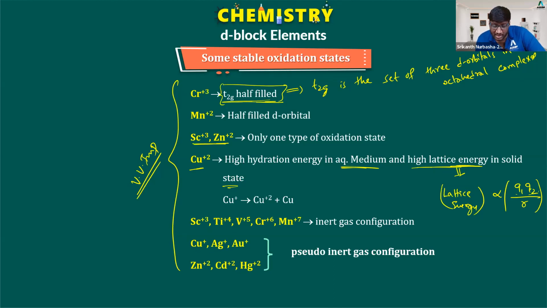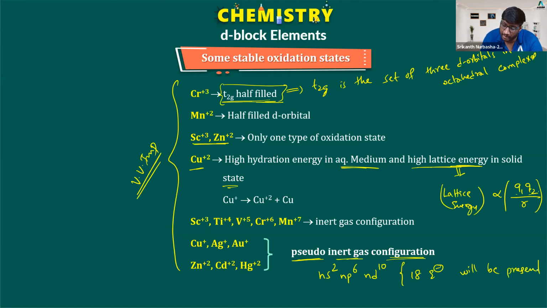Look at Cu plus, Ag plus, Au plus, Zn plus 2, Cd plus 2, Hg plus 2. These all will have pseudo inert gas configuration. What do you mean by pseudo inert gas configuration? Pseudo inert gas configuration means you have ns2, np6, nd10. Yes or no? 18 electrons will be present in the outermost shell. If we have 8 electrons in the outermost shell, then it is said to be inert gas configuration.